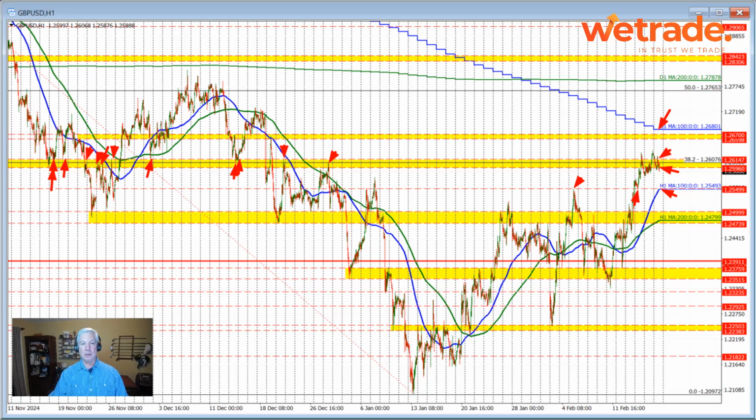So there you have it. A look at 3 of the major currency pairs to kickstart your trading day. We do have Canada CPI coming out today at 8:30. Also on the economic calendar is NAHB housing starts.